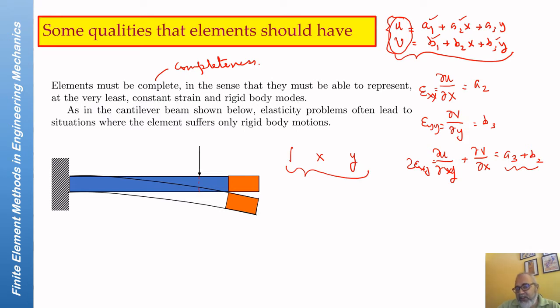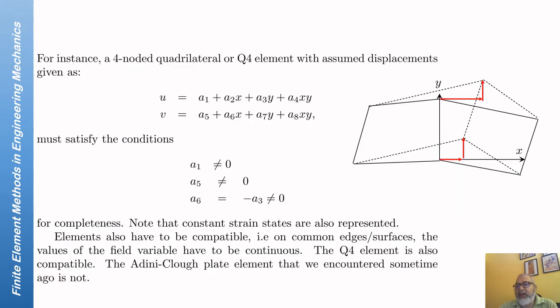Anything less than this is not going to work. So this is the minimal that you have to use in order to satisfy completeness. Now, what about other elements?